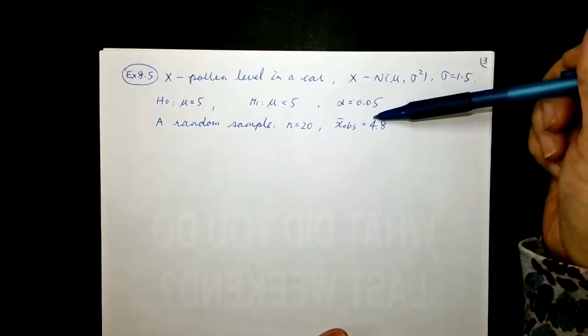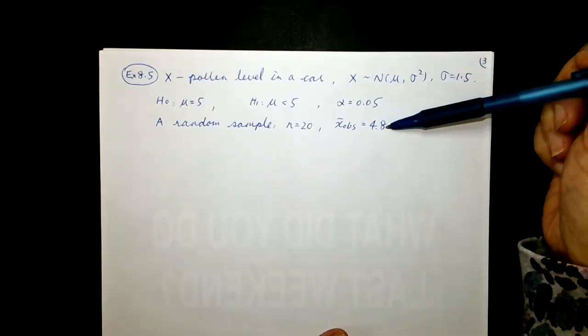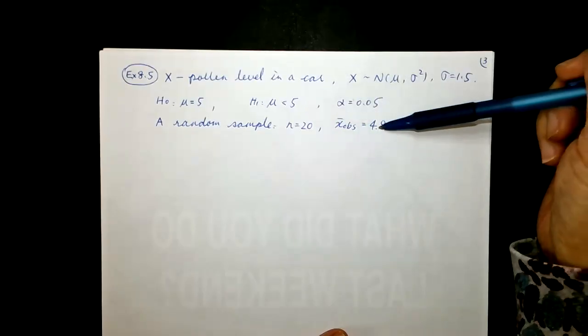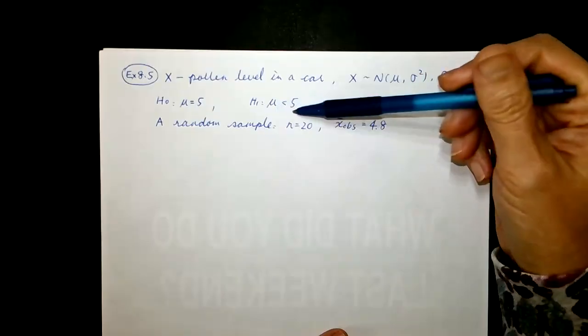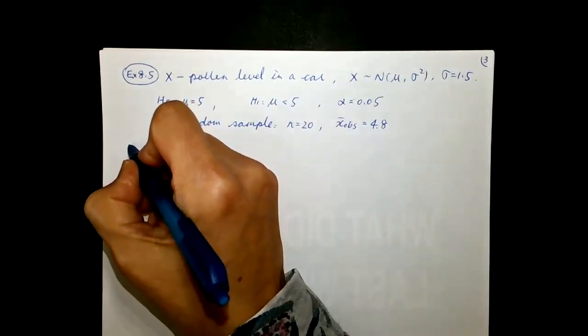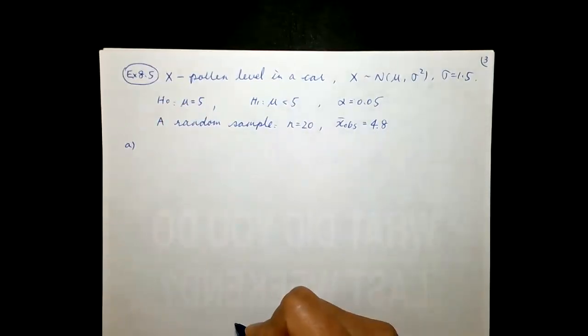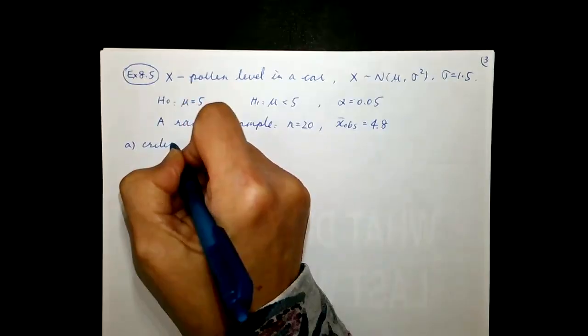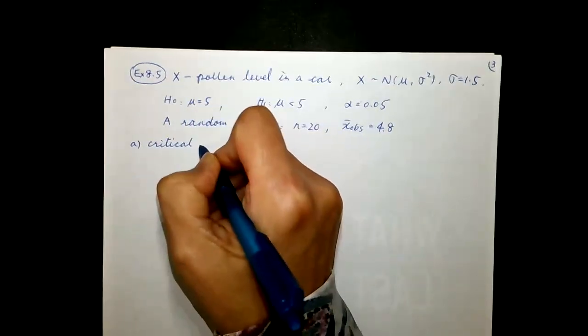Why? We need to do hypothesis testing to see if 4.8 is significantly less than 5. Right? You can't say, oh, because it's less, so I'm good with this. No, you need to prove. Let's do the critical region method first.